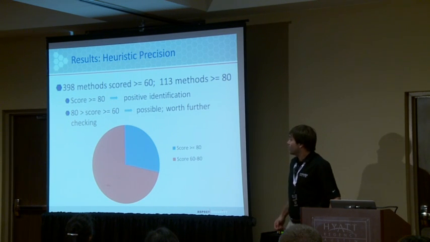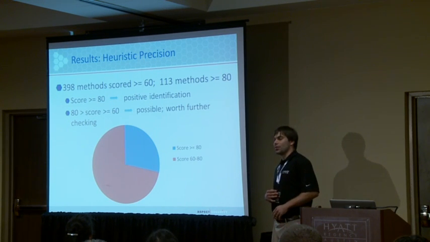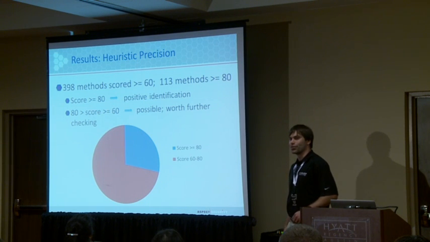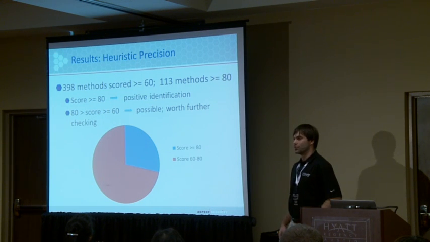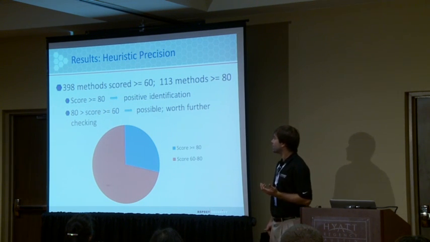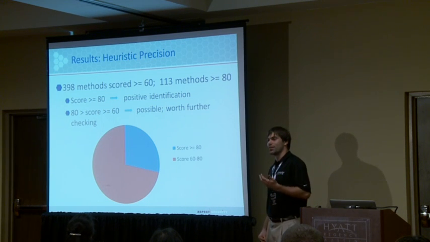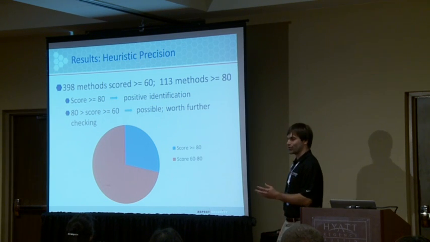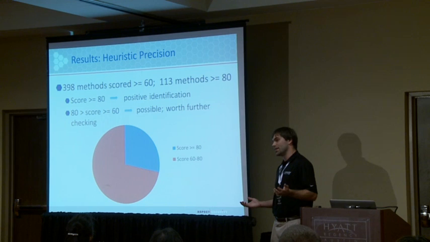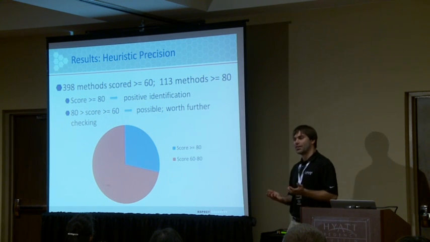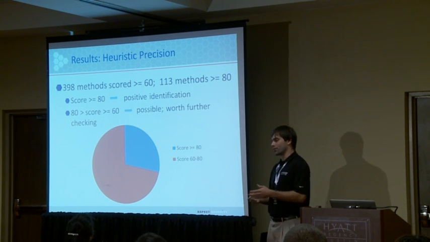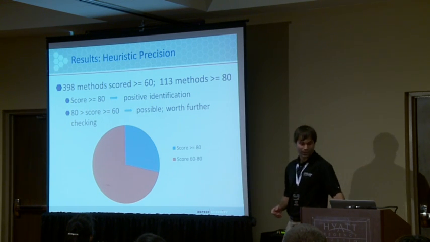Again, out of the 1 million methods, about 400 scored over 60 on the original heuristic test. That's the first step. Of those, 113 scored over 80. The over 80 methods are the ones where we're saying, we're sure these are encoders. 60 to 80, we're not sure. And in fact, a lot of them turned out not to be. But those are worth testing just to make sure and find out.